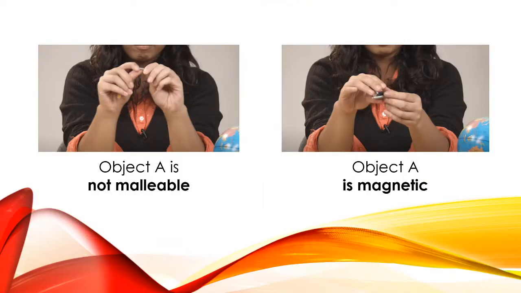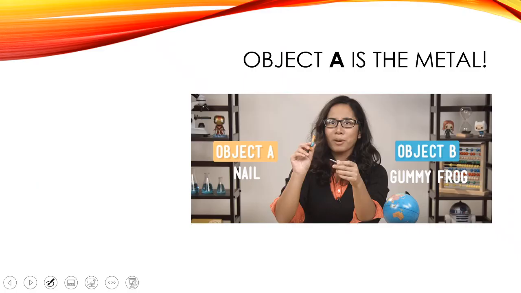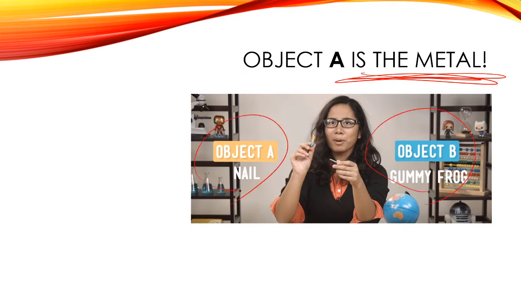And some of the properties she looked at was she tried to squish and bend the objects and found that object A was not very malleable. And then she took a magnet and she put it to the object and found that it was magnetic. And based on the fact that it was not malleable but it was magnetic, she concluded that object A was made of metal. And then she took the blindfold off and she saw in fact it's a nail, whereas object B was her gummy frog, right? And she was able to identify that even while she was blindfolded, even when she couldn't see anything. That she had a metal object and a non-metal object based on the magnetism and the malleability that we were looking at, right?